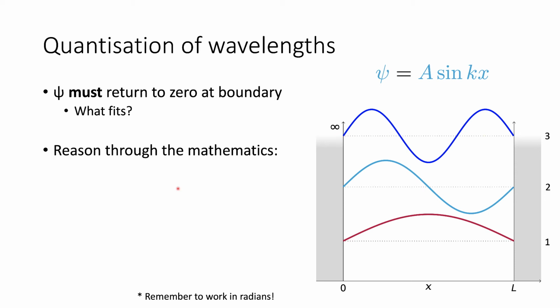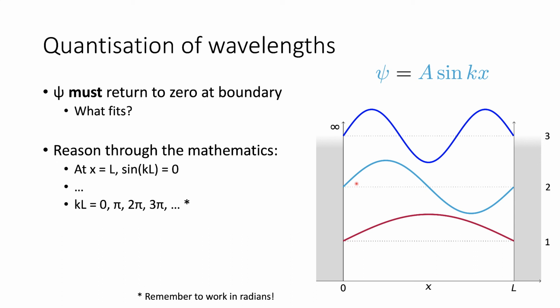So let's reason through the mathematics to try and find out what the value of k is in this sine function. Instead of considering what happens at x equals 0, let's think what happens at x equals L. Well, at x equals L, sine kL equals 0. So now we think, what values of kL will give a sine of 0? Well, 0 will. We know that one. But then, sine of pi gives 0, and sine of 2 pi gives 0, and sine of 3 pi gives 0. So we're looking at multiples of pi.